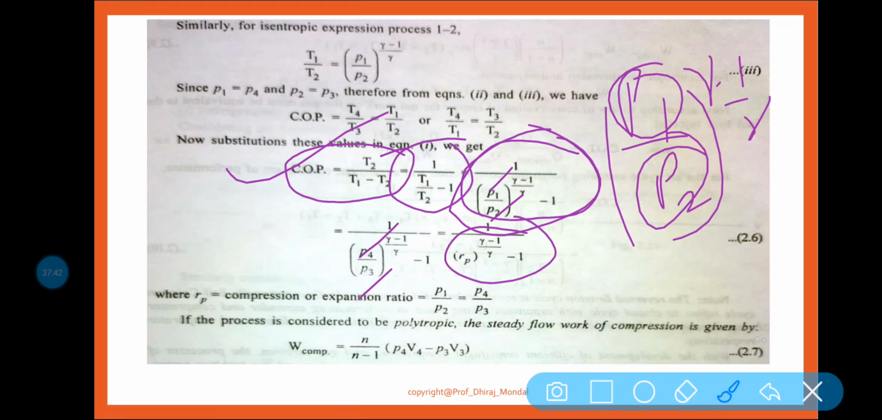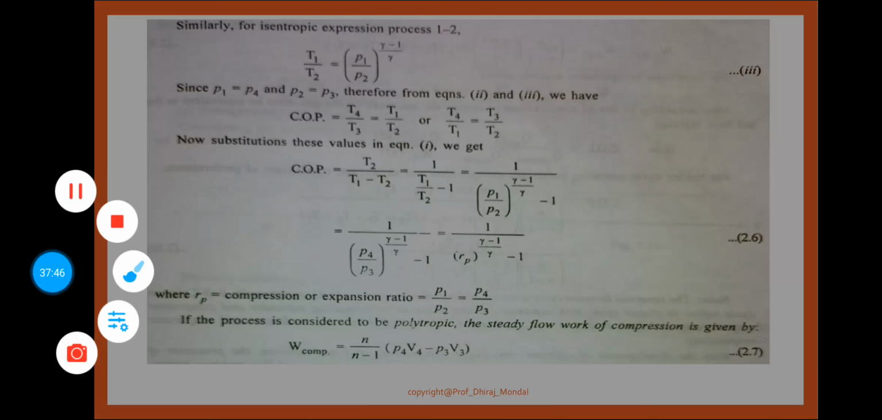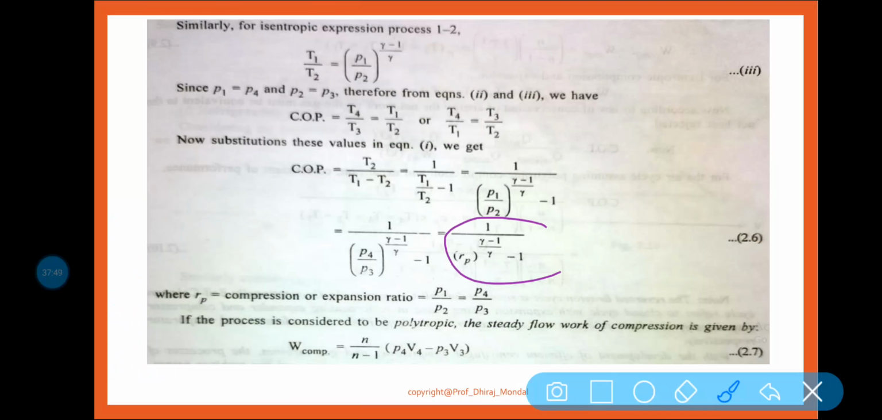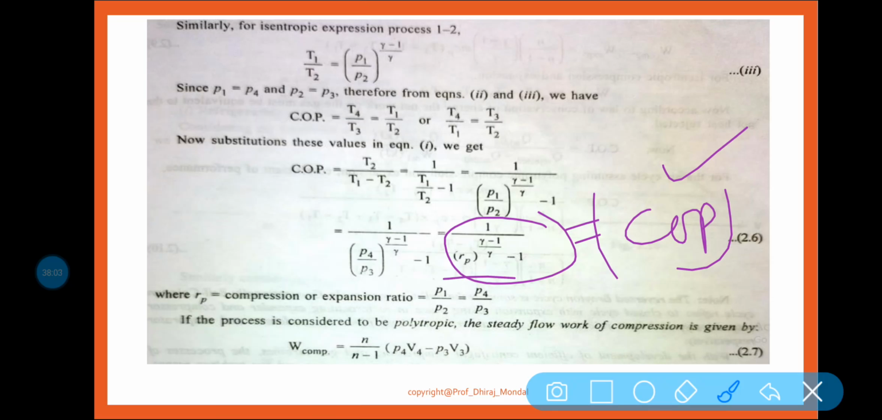Okay, so basically P1 by P2 is equal to P3 by P4. So what we can write, the COP of a reverse Brayton cycle is equal to 1 by Rp to the power gamma minus 1 by gamma minus 1. So this is your ultimate equation. This formula is very important when you are going to solve the numerical. So ultimately Rp is equal to P1 by P2 or P3 by P4.